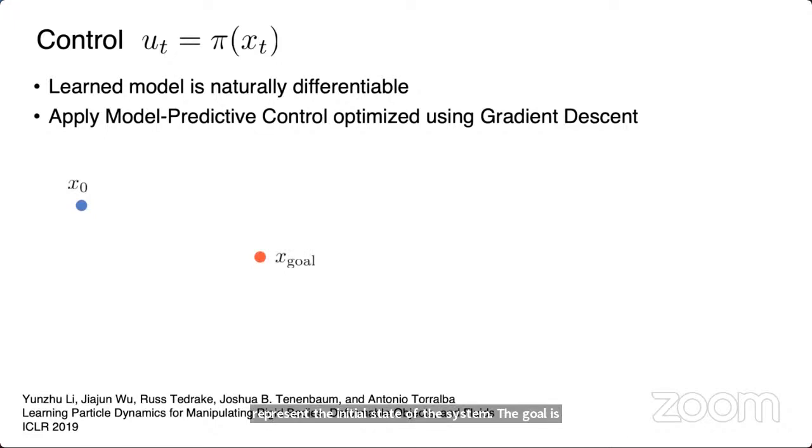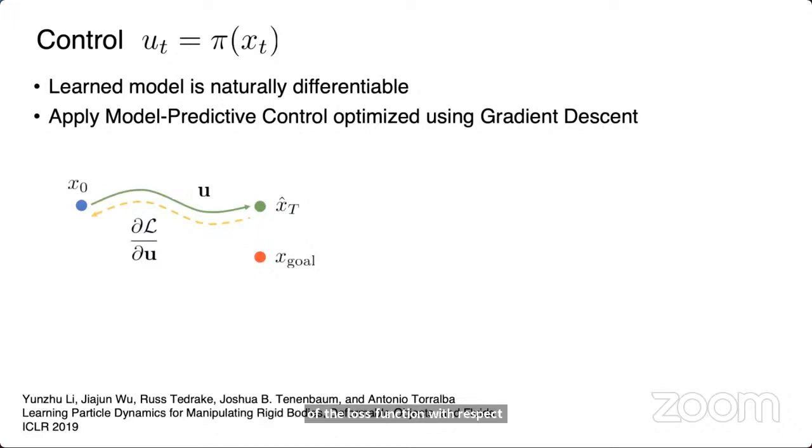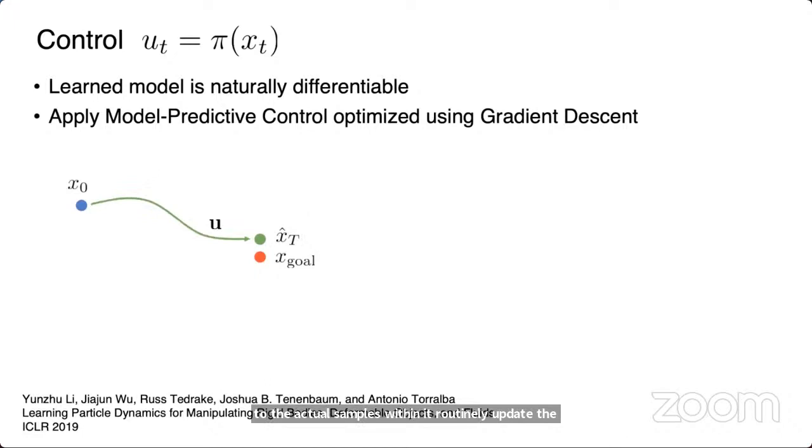We have an initial guess of the action sequence and use a learned model to predict the control outcome. We then define a loss function between the predicted outcome and the targets, and then backpropagate the gradients of the loss function with respect to the action sequence. We then iteratively update the action sequence to minimize the distance between the predicted outcome and the targets.